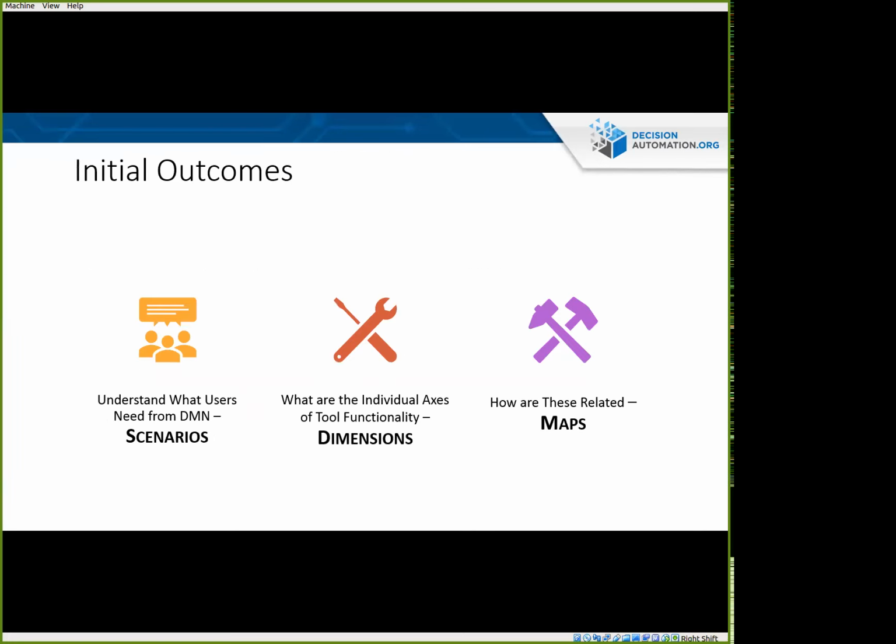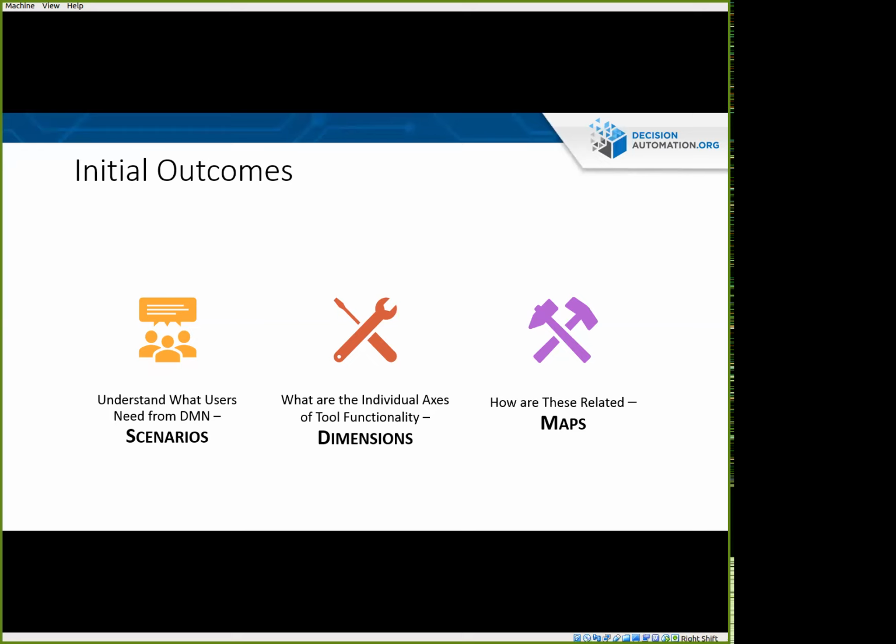There are so far 3 main draft deliverables out of the DMN on-ramp. There are a set of scenarios. These are the subsets I talked about just now. Understanding what users need from DMN, what are the usage scenarios for decision modeling in their business.